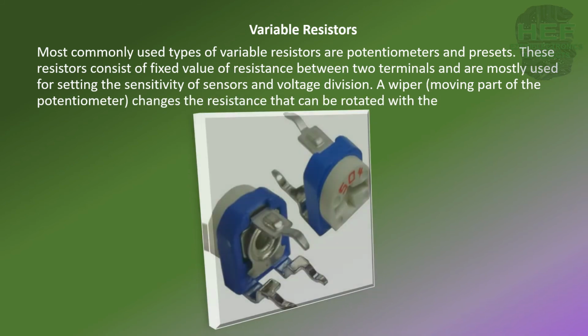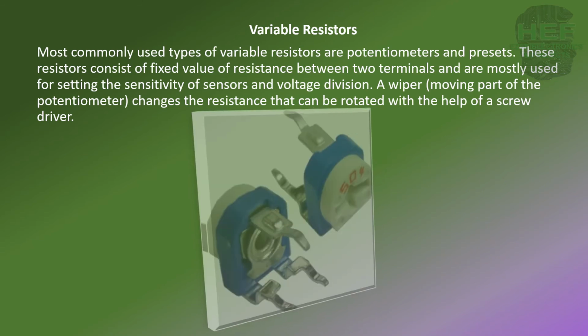When the middle tab is used along with one other tab, it becomes a rheostat or variable resistor. When only the side tabs are used, it behaves as a fixed resistor.